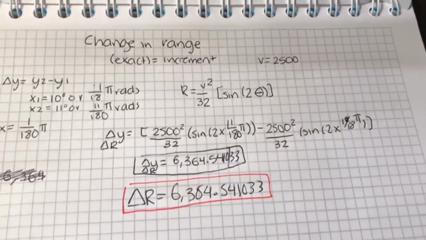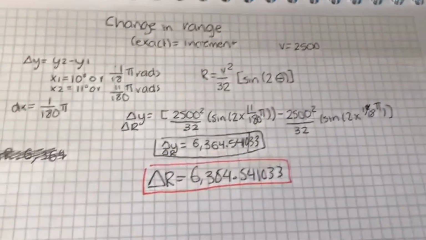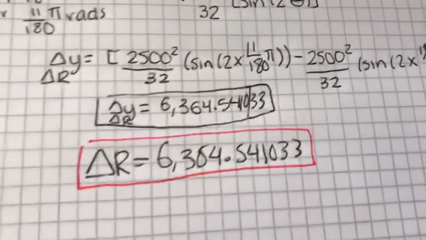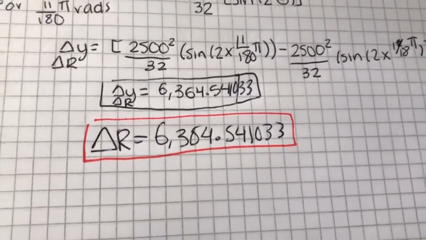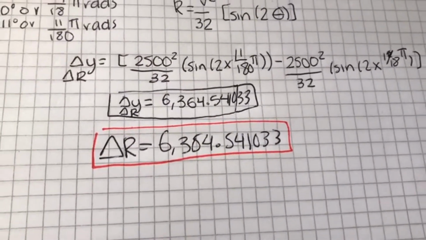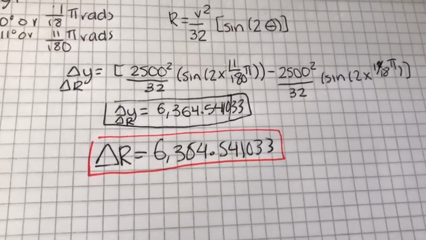We then input the equation in the calculator to get the increment. So here's where we get that the change in R, standing for range, is 6,364.541033.